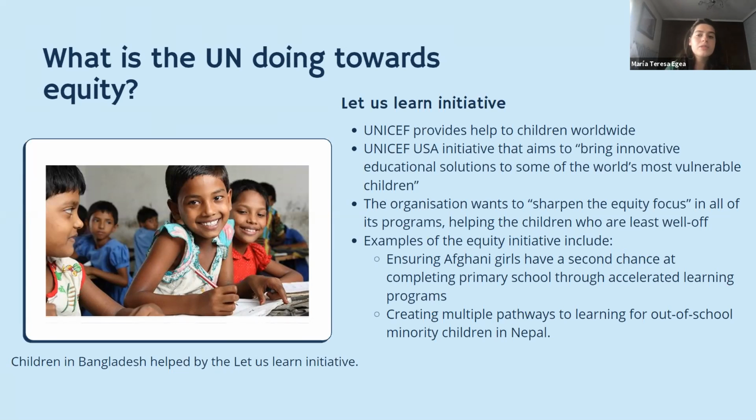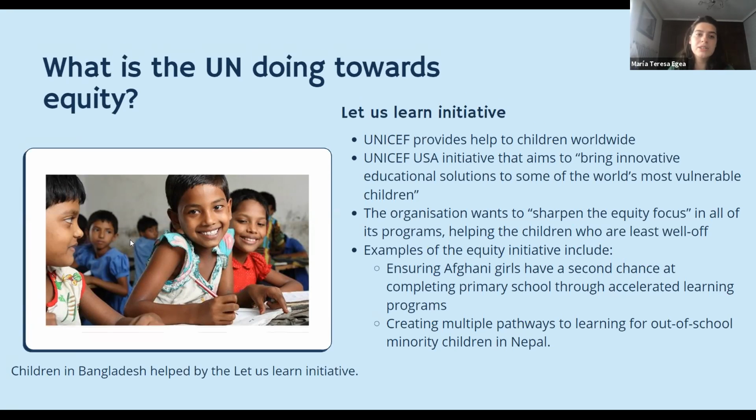Some recent examples of actions that they have put in place throughout the equity initiative Let Us Learn include, for example, ensuring that Afghani girls have a second chance at completing primary school through some accelerated learning programs so they can try and catch up with the other children, or creating multiple pathways to learning for out of school minority children in Nepal.